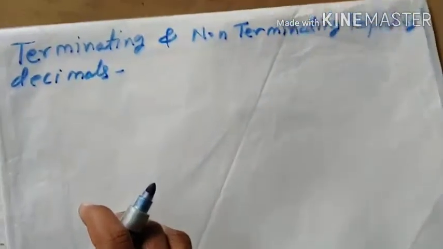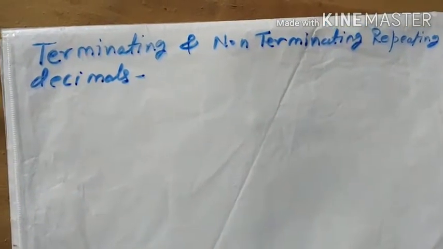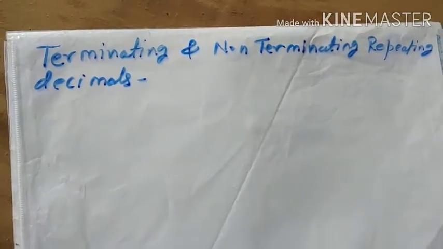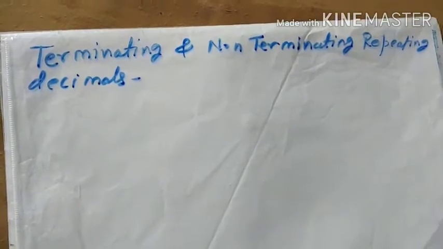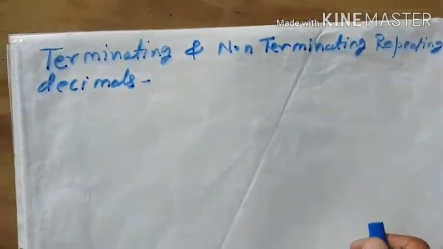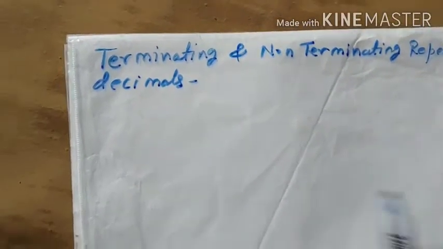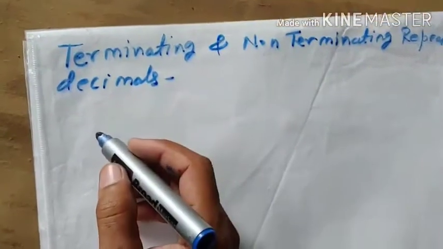Okay, just simply understand with the help of examples: when you find the remainder 0, it is terminating, and when you do not find the remainder 0, it is non-terminating, and sometimes it is also repeating. Okay, what are the basic terms? First we will talk about the terminating term.